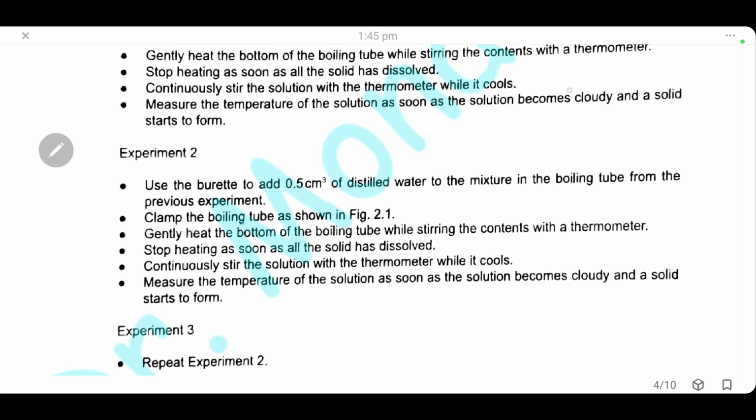Then we will repeat the experiment. Experiment 2, we will add another 0.5 centimeter cube of distilled water to the same mixture in experiment 1. So we will increase the amount of water from 8 to 8.5 centimeter cube, and we will repeat all the steps again until measuring the final temperature as soon as the solution becomes cloudy. That means the ammonium chloride starts to crystallize out from the solution by cooling. We will record this temperature in experiment 2.